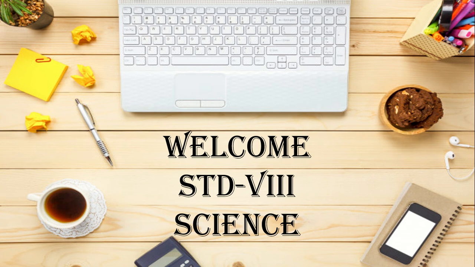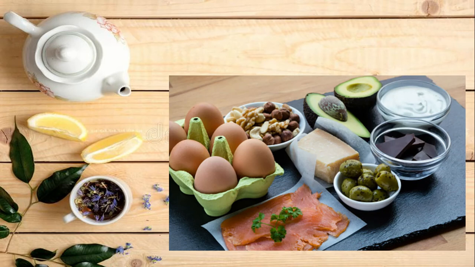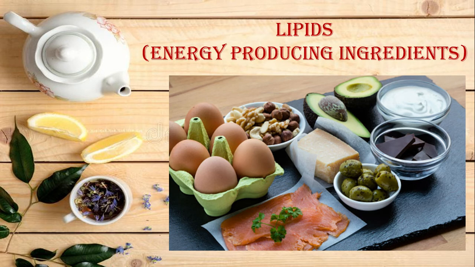I had discussed with you about the different types of food elements from chapter 13, Food and Nutrition, from your book. Today I am going to discuss the new one, food elements. That is what? Those food elements generate heat and energy in our body. So we can say these are the energy producing ingredients, that is fat or lipids.